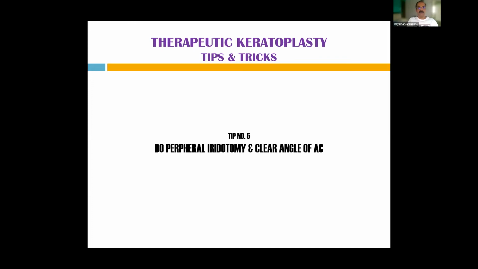Tip number 5, do a peripheral iridotomy. Always do a peripheral iridotomy in all these therapeutic penetrating keratoplasties, and with viscoelastic and a fine cannula, clear the angle of the anterior chamber. You swipe with the cannula, or you take an iris spatula and clean all the material from the angle of the anterior chamber.